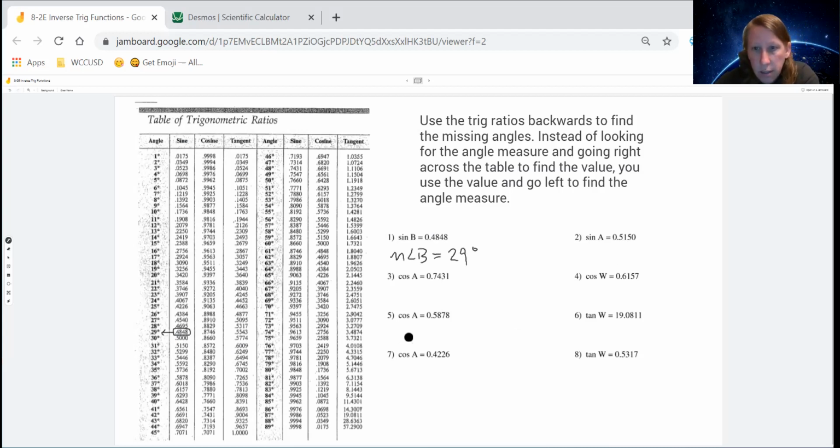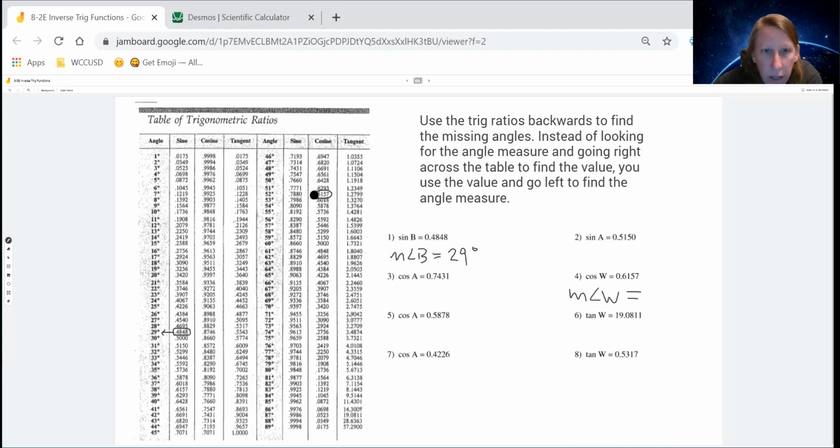I can do more of these. Maybe I could do this one, the cosine of W. If I want to find the measure of angle W, I know its cosine is 0.6157. So I can look in the cosine row. And here, the cosine of a 60-degree angle is exactly 0.5, exactly a half. And I'm going to make the angle get smaller, and I'm looking for 0.6. Oh, I found it. It's right here. So that's in the cosine row.